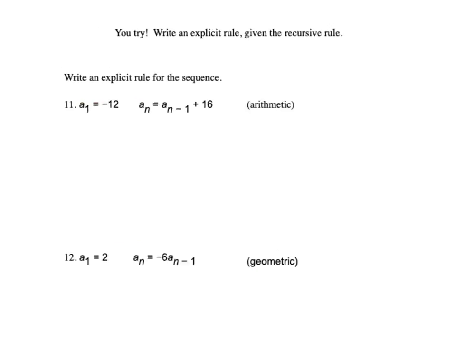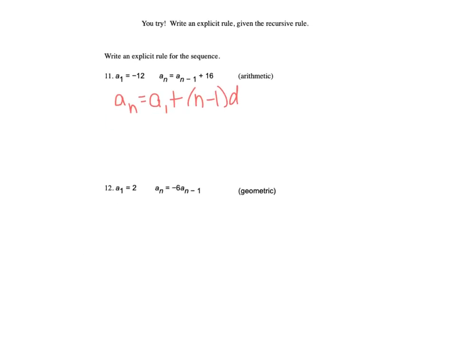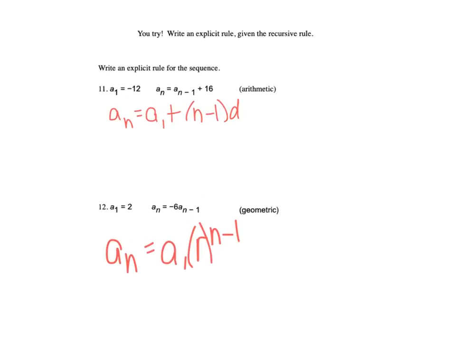And then on this one, you're going the opposite direction. This time it's given as recursive, and you need to write the explicit rule. Remember, explicit for arithmetic is a sub n equals a sub 1 plus n minus 1 times d, and your explicit rule for geometric is a sub n equals a sub 1 times r to the n minus 1. Just helping you remember where those go.